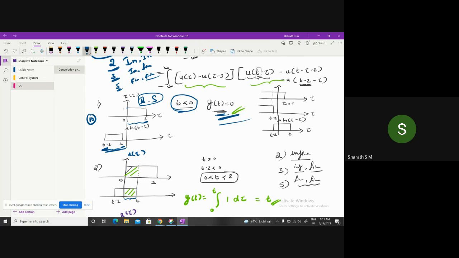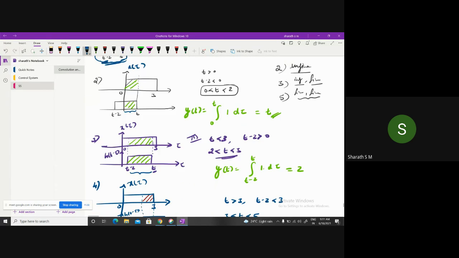Afterwards, if you are confused about writing the next case, just place this whole h of t minus 2 signal at the mid part. So this is the mid part. Once you place it in the mid position, that is enough. Whatever is there is our limit. So t minus 2 to t is the only signal there, so that will be the limit here.